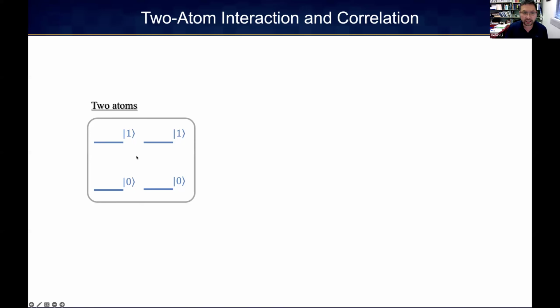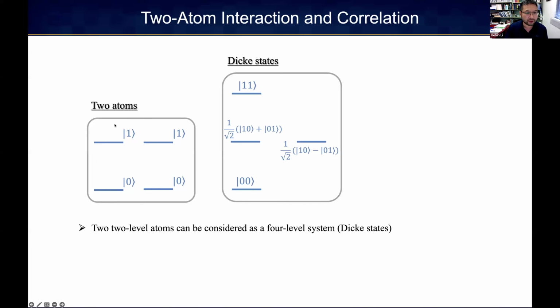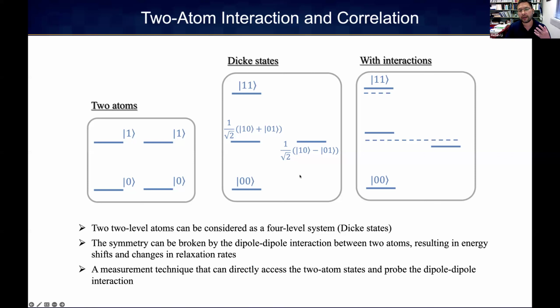Now, in the two-atom collective picture, we can view this two-level atom system as a 4-level system, where the ground state has two atoms in the ground state, and the singly excited states have one atom excited and the other atom still in the ground state, but you don't know which one. The doubly excited state has two atoms in the excited state, and these are the so-called Dicke states of two atoms, right? Now, if you introduce a little bit of interaction between the two atoms, the interaction will introduce an energy shift for both the singly excited states and the doubly excited state. Also, the interaction will change the dephasing rate from the doubly excited state to the singly excited state, and then from the singly excited state to the ground state.